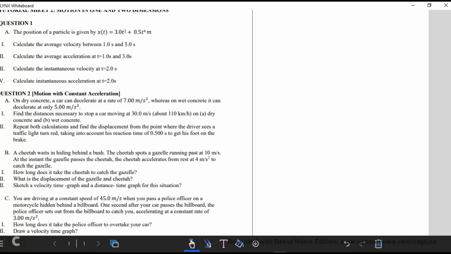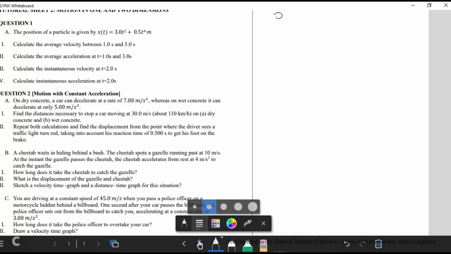we started from this question 1, which says that the position of the vector is given by x(t) is equal to 3.0 t squared plus 0.5 t to the power 4 meters. So you have been given that this is the displacement. In short, this is a displacement that you have been given, which is x, which is d here.